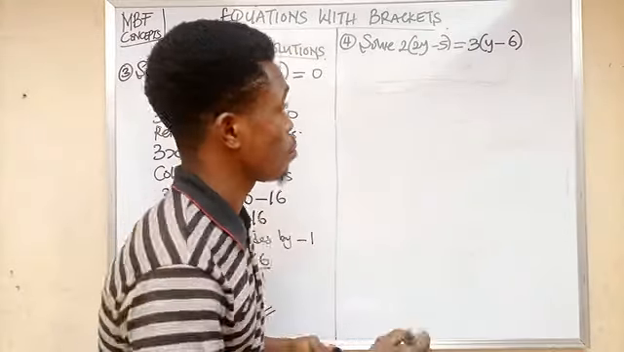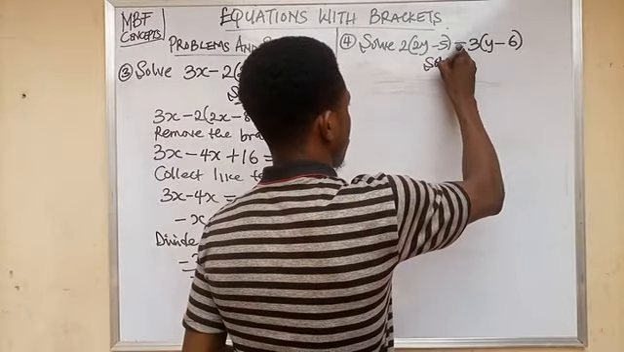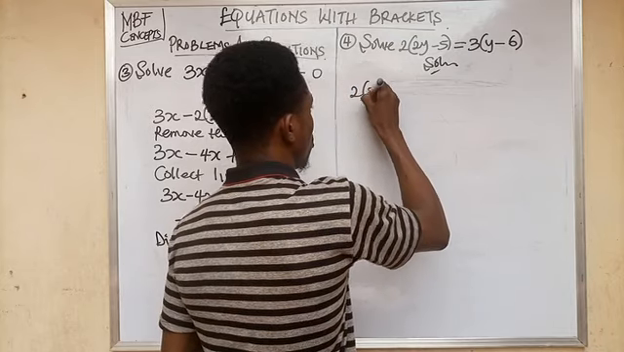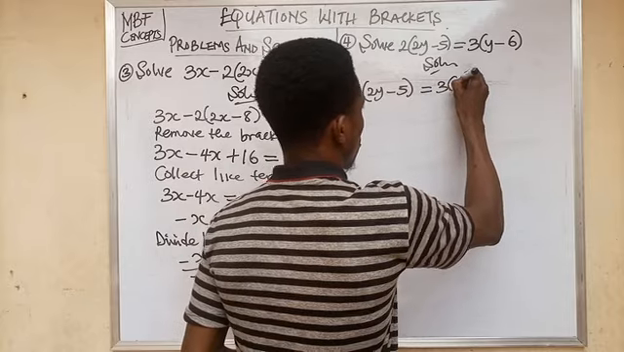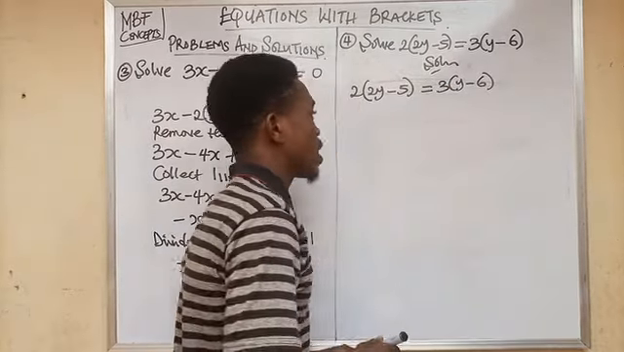Are we there? Yes, we have 2 brackets. So this is the solution. And by this, we have 2 into 2y minus 5 is equal to 3 into y minus 6. So guys, what do we do?